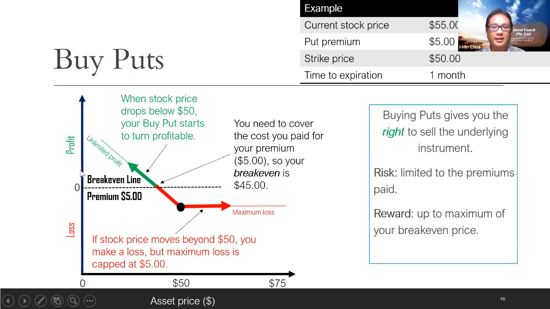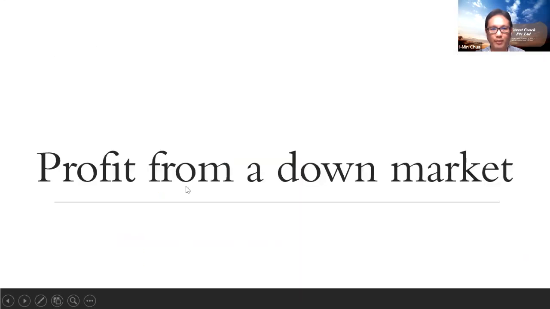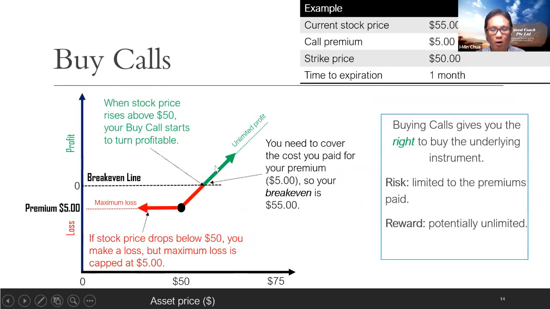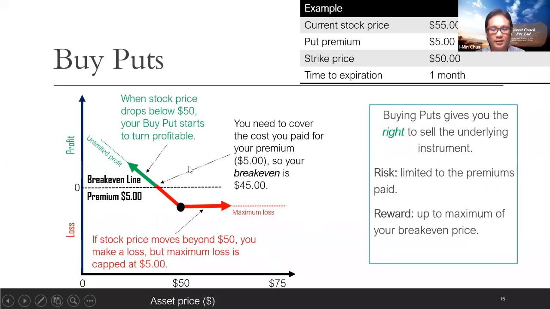In this case, you can see that the payoff is the other way around. So let's compare. This is the payoff for a call. You make money when the price increases if you buy a call. This is the payoff for a put. You make money when the price decreases, as you can see here.